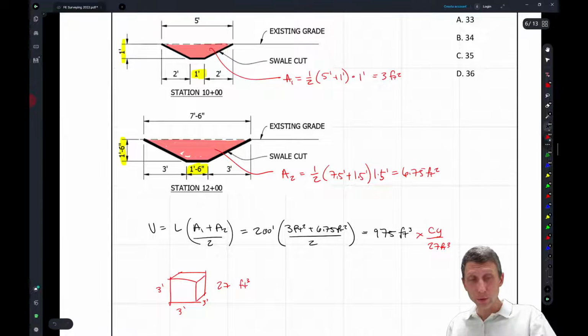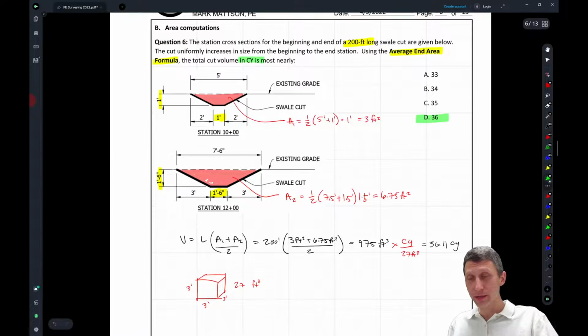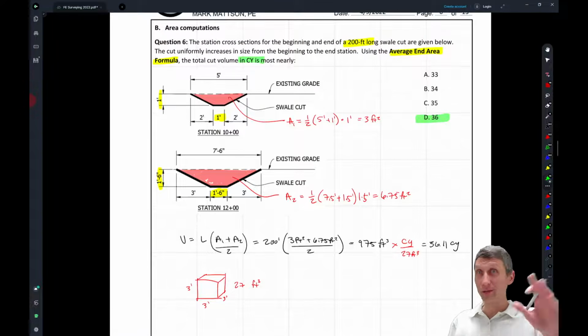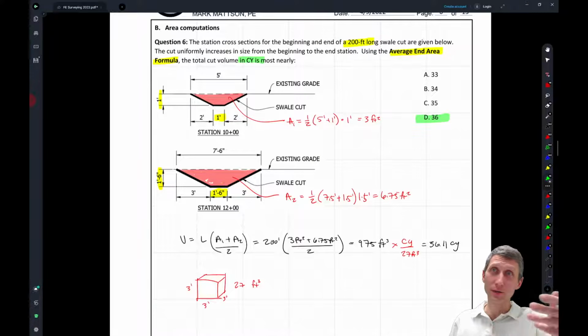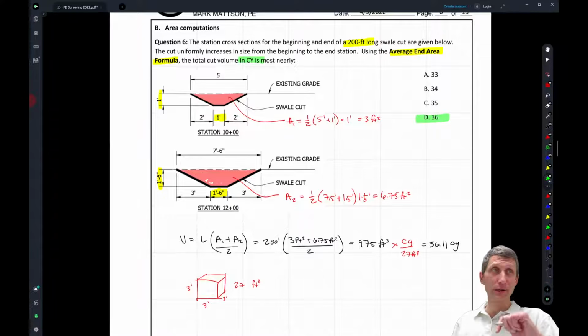Okay, so when we do that out, we divide by 27, and I got like 36.11 cubic yards. Okay, so I'm going to take my 36 and be happy. All right, so average end area formula, not super crazy, pretty simple to do. You just have to find a couple areas, multiply a couple things, and you get an answer. But you got to remember sometimes those conversions from cubic feet to cubic yards, because typically when you're looking at cut, you're doing measurements in cubic yards, not in cubic feet. Okay.